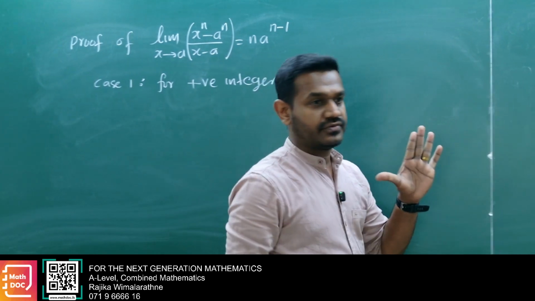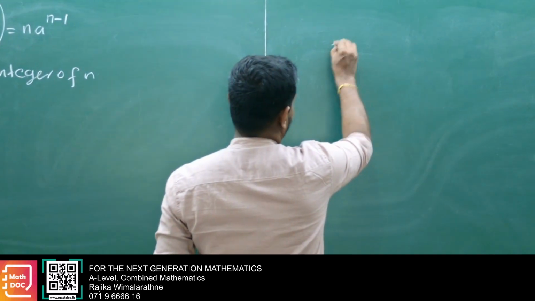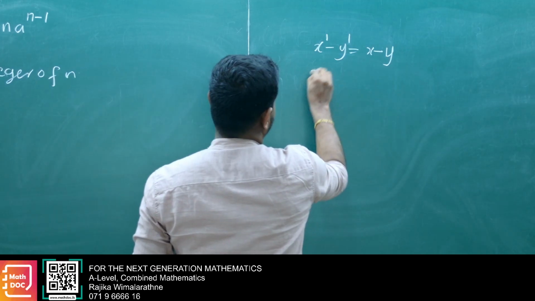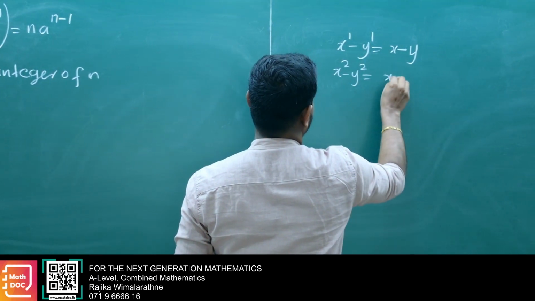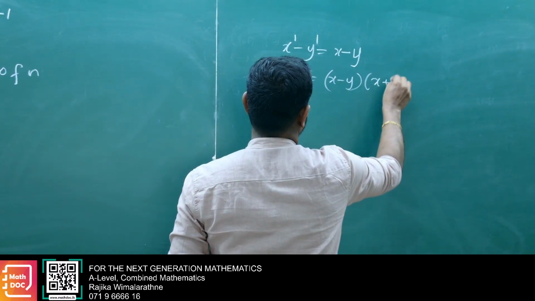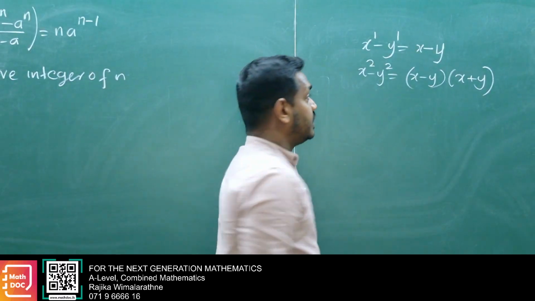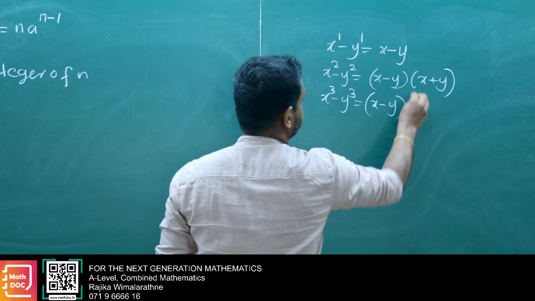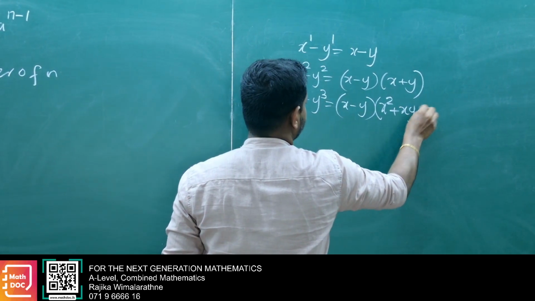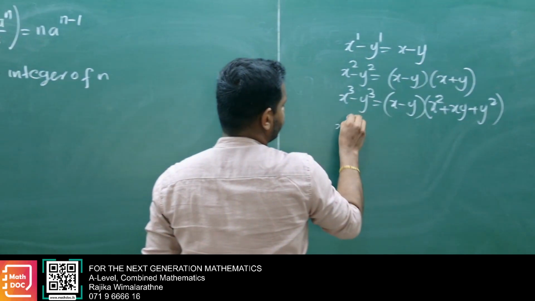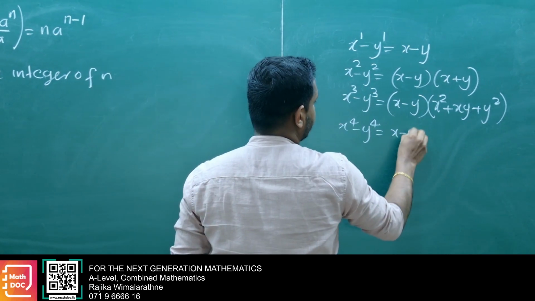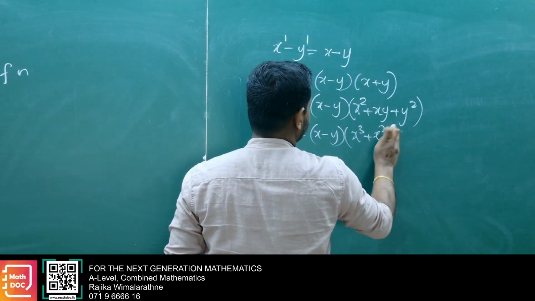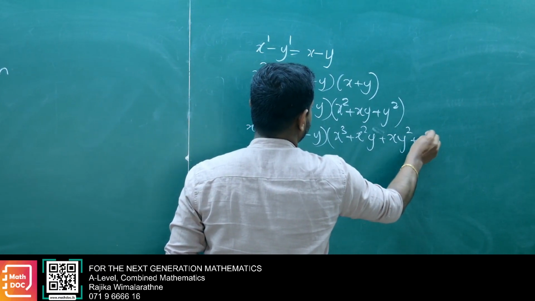Okay, now see this one, the factorization technique. If you have x to the power 1 minus y to the power 1, we have the factor x minus y. Then x to the power 2 minus y to the power 2 is x minus y times x plus y. Then x to the power 3 minus y to the power 3 is x minus y times x square plus xy plus y square. Then x to the power 4 minus y to the power 4 is x minus y times x cube, x square y, x y square, y cube.